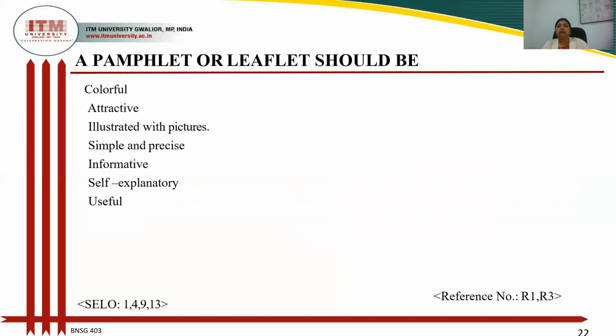Next, how should a pamphlet or leaflet be? It should be colorful and attractive, illustrated with pictures, simple and precise. The information should be kept very neat and clear. It should be self-explanatory, meaning that by looking at your pamphlet or leaflet, it should explain what you intend to tell, and it should be useful for the population you intend to reach.